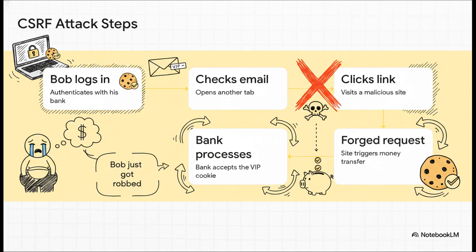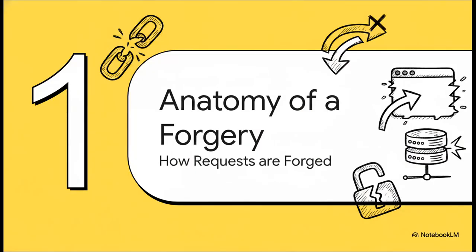And Step 5, well, because Bob's browser automatically includes his VIP cookie with that request, the bank just assumes Bob intentionally did it, and they process the transfer. Boom! Bob just got robbed, and he didn't even know it happened. So how exactly does the malicious site pull off the dirty work behind the scenes? That brings us to Act 2, Anatomy of a Forgery.